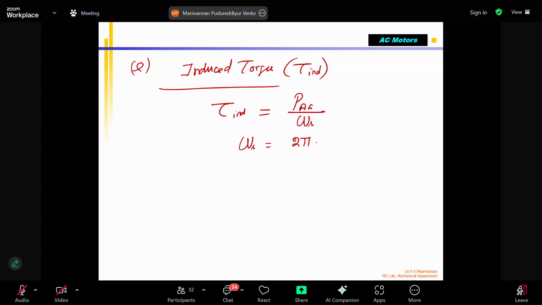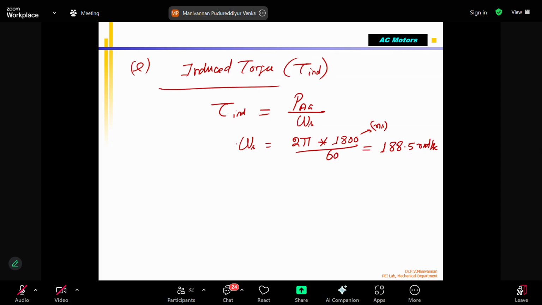Okay, 2 pi into RPM, 180 divided by 60. So this will yield 188.5 radians per second, omega S. Okay, we can use this formula. So already we found omega S. We know that RPM we found, correct? This is the synchronous RPM, correct? NS we found. From NS, omega S can be found, correct? NS multiplied by 2 pi divided by 60 will give omega S in radians per second.